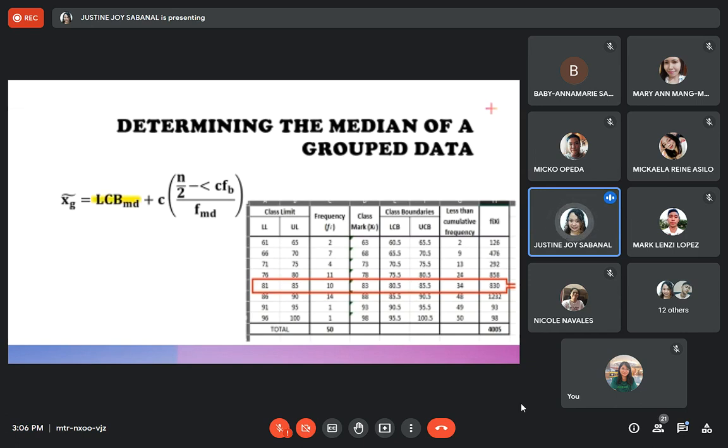So punta po tayo or tingnan natin doon sa ating FDT under class boundary, yung lower portion, lower aspect po. So ano yung value for LCB of the median class?